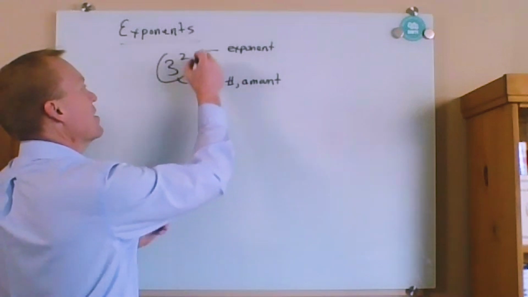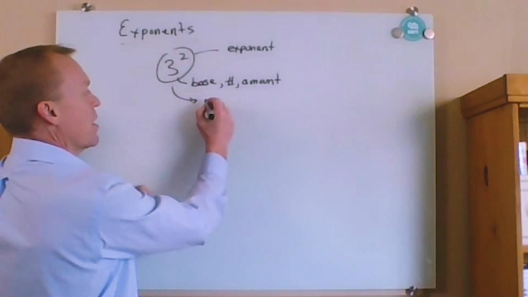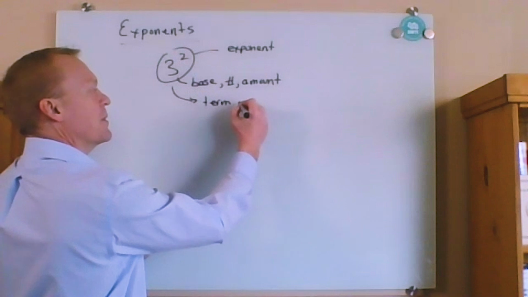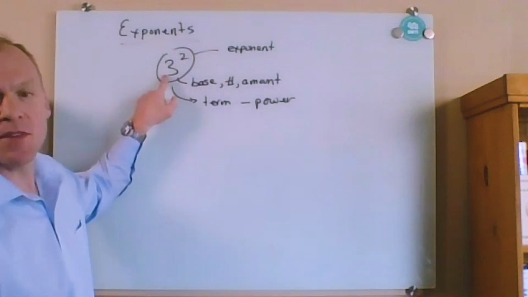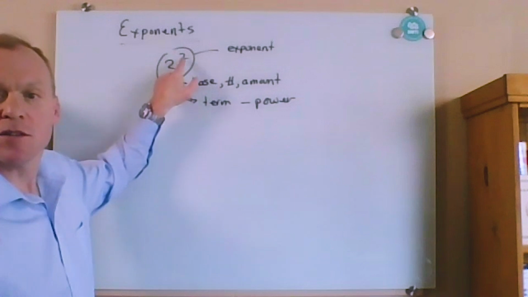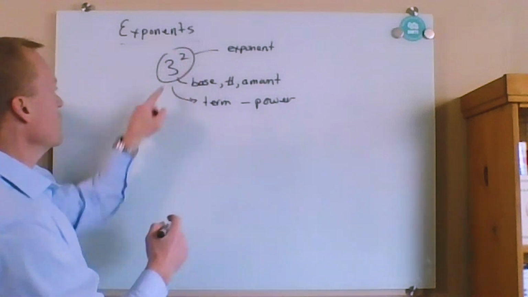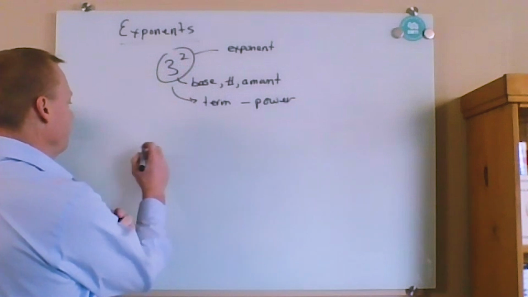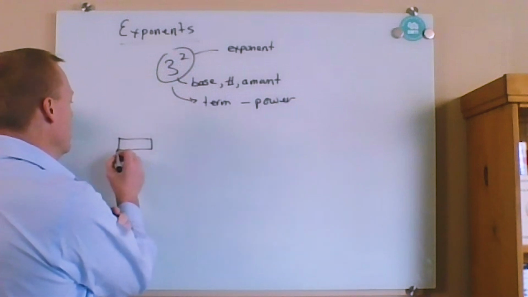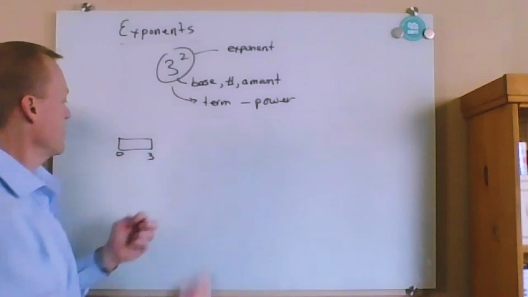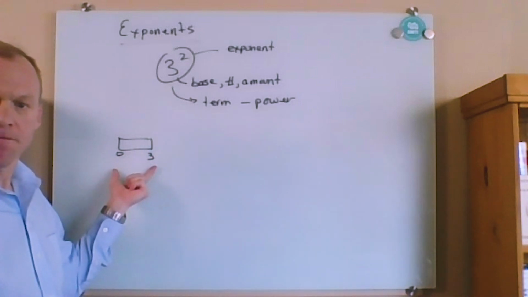The entire term, so the term 3 squared, is typically considered the power. And many times we'll talk about this as 3 to the power of 2. So let's talk about what that actually means though. So if we start with a base of 3, we can talk about this as a unit. So we're going to talk about this as our unit of 3.